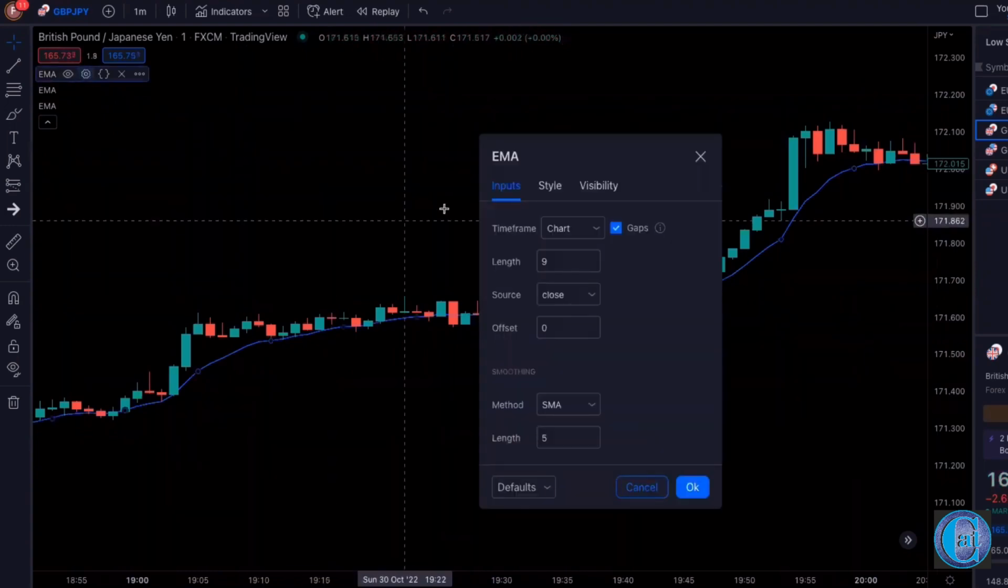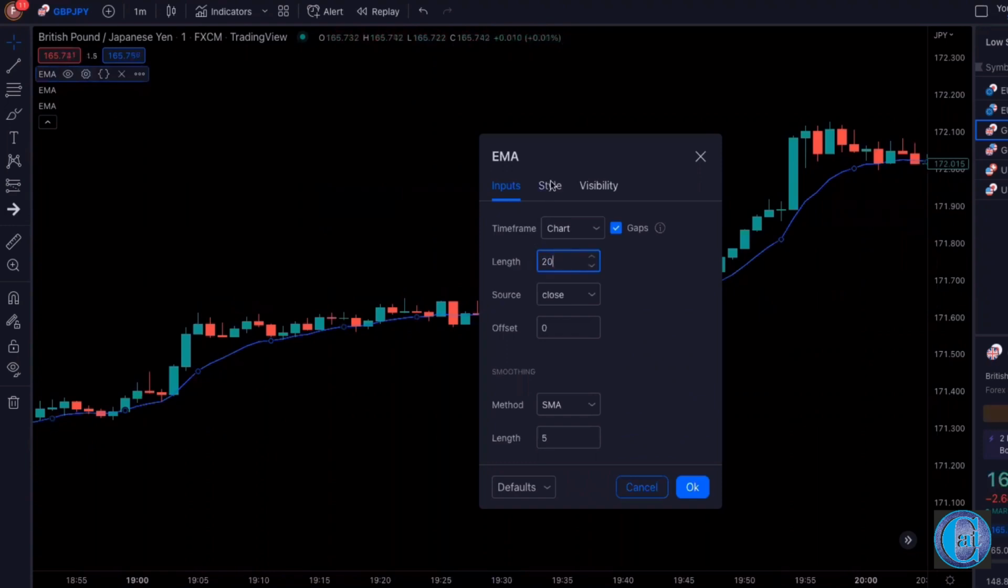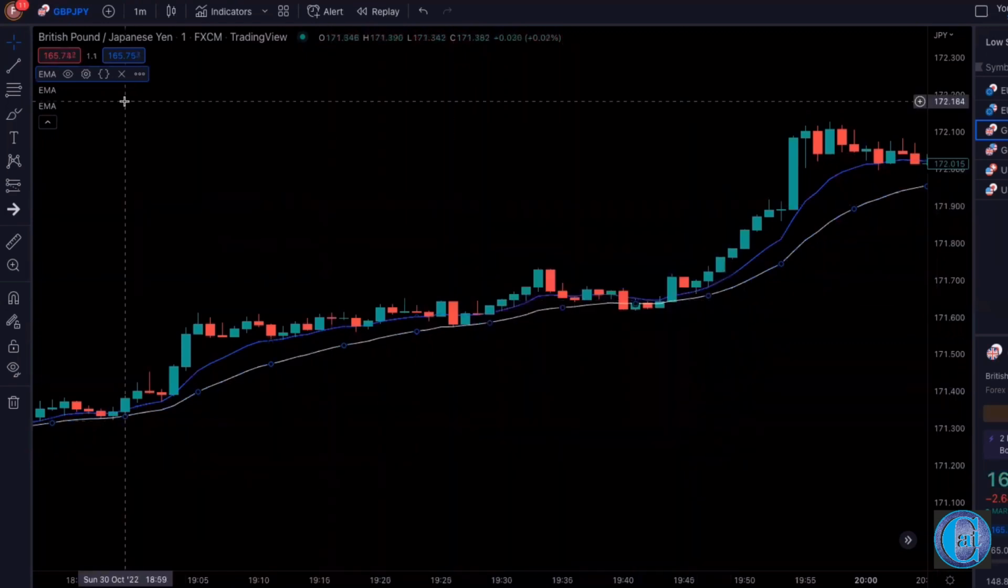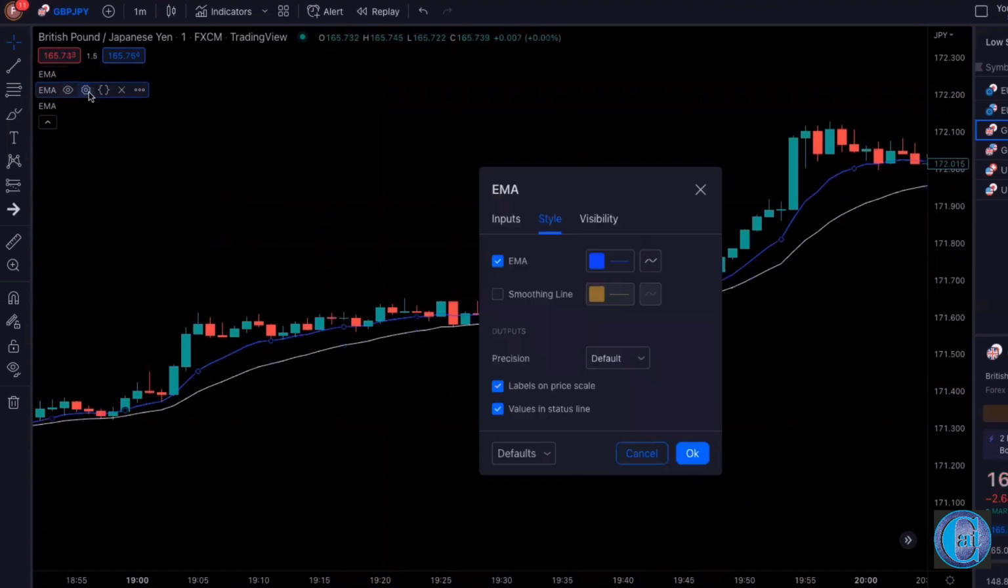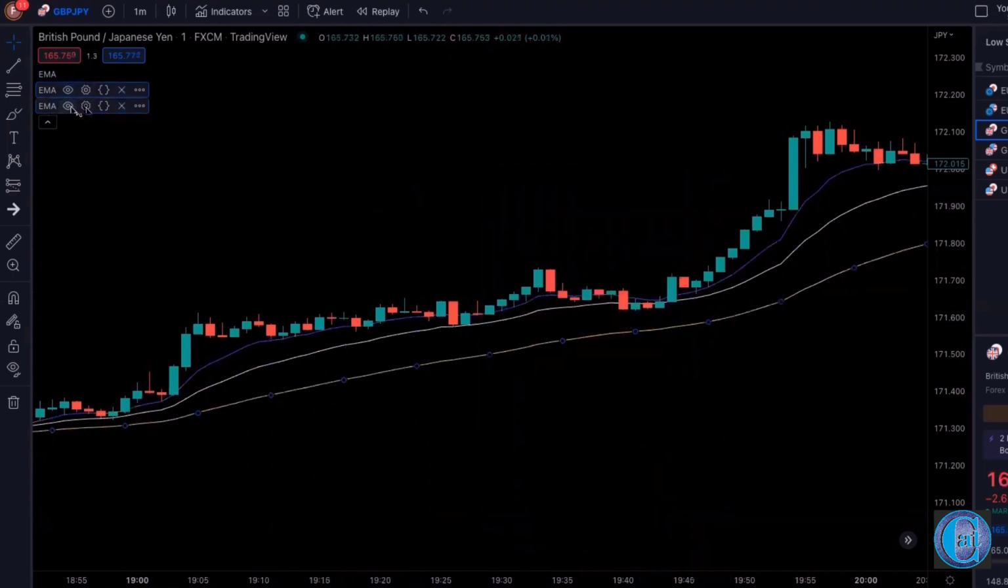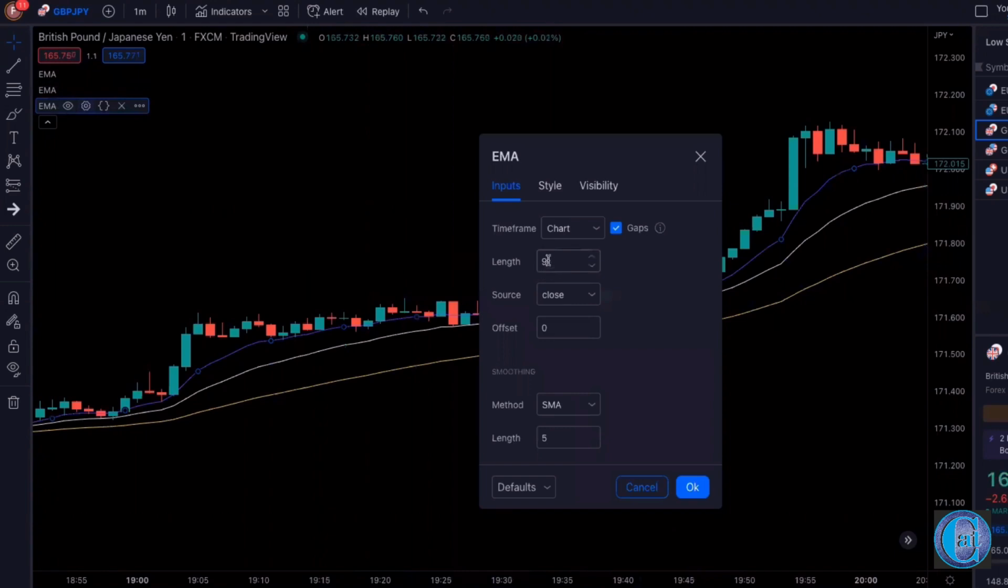So the first moving average is going to be a 20 length. And on this, I'm going to make this white. Then the second moving average, I'm going to settings. We'll make the second one yellow, and it's going to be a 50 period moving average. And then the third one, we'll keep it purple, and that's going to be a 100 period moving average.